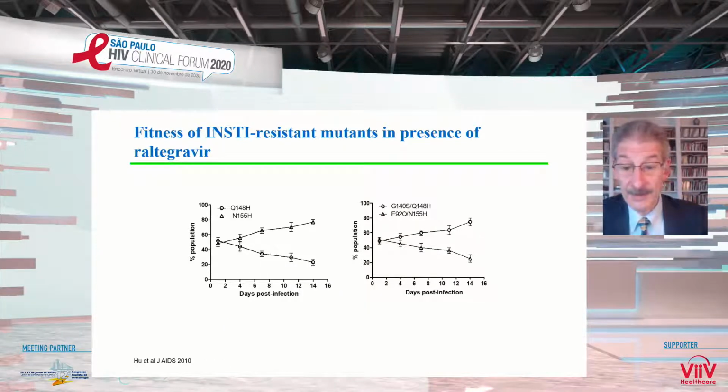The reason for this is that the 155 mutation is a much fitter mutation than the 148, but then when the 148 mutation is accompanied by the 140S mutation, those dual mutations are fitter than the dual mutations that emerge with position 155, as shown in work that we published 10 years ago.